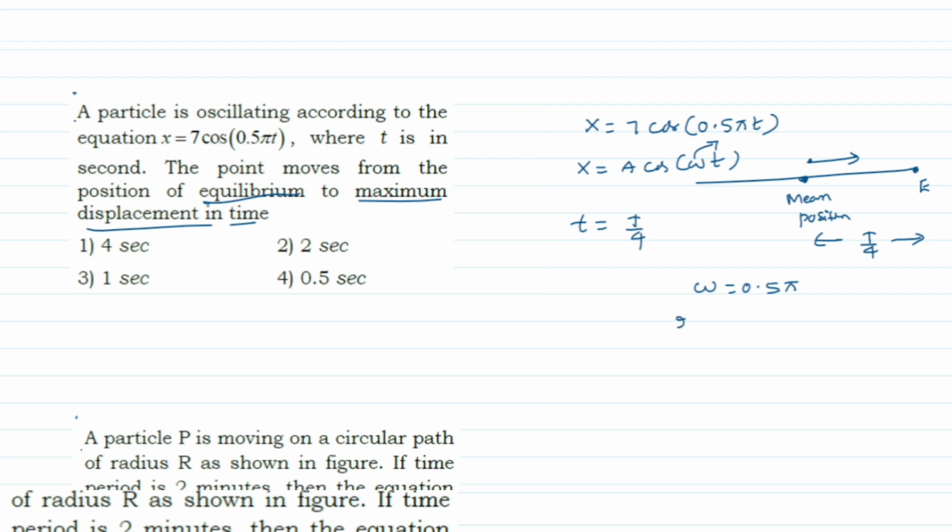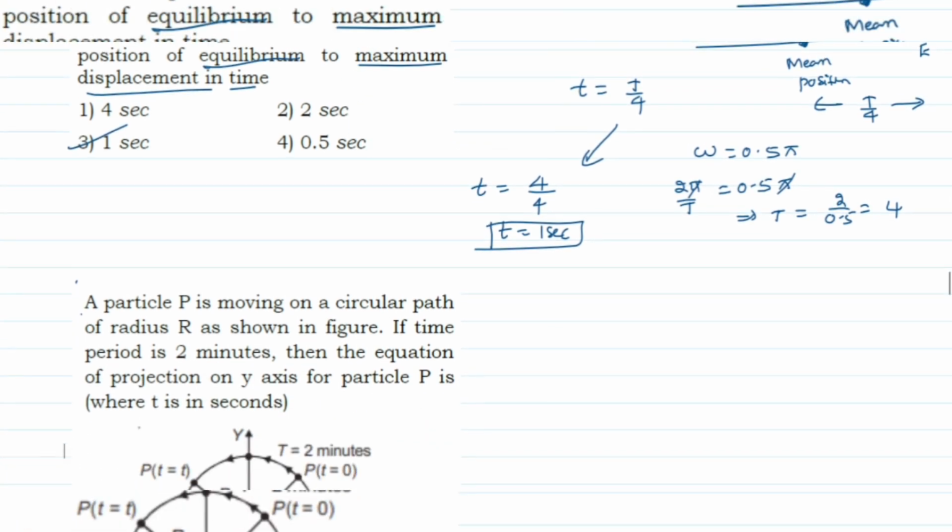Omega is 2 pi by T, which is equal to 0.5 pi. Pi gets cancelled, then T is 2 by 0.5, which is 4. Now from the mean position to the extreme position, the time is T by 4, in the sense 4 by 4. So the time value is 1 second. So 1 second is the correct answer.